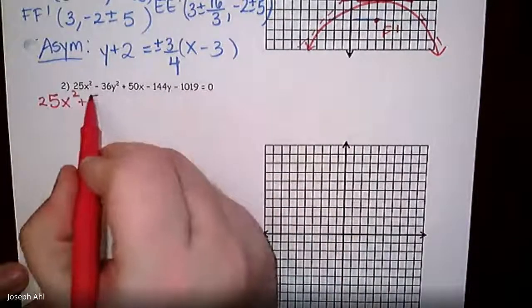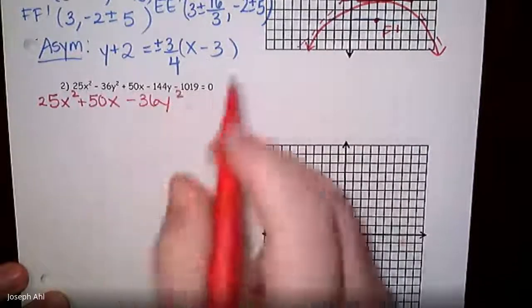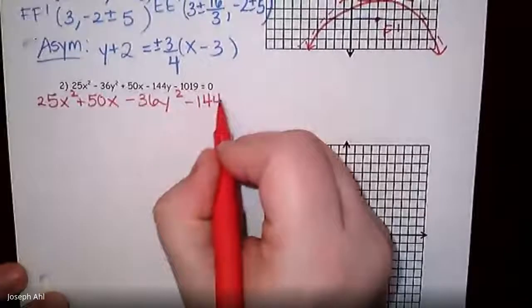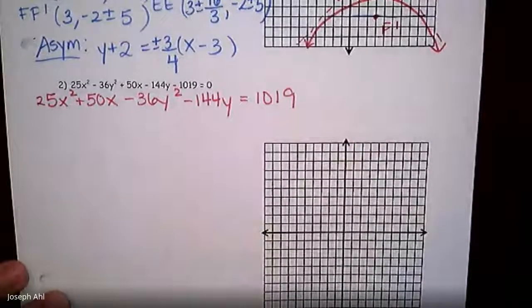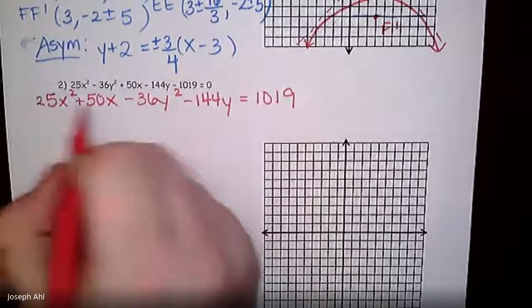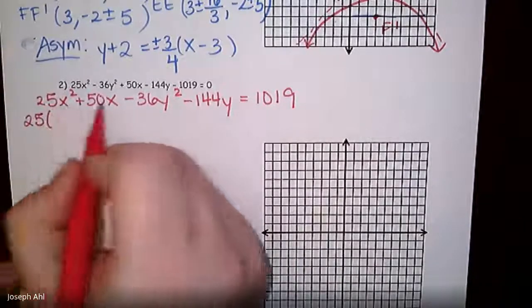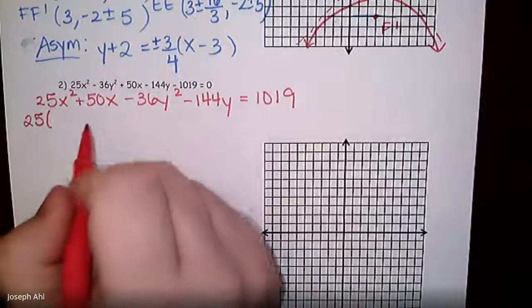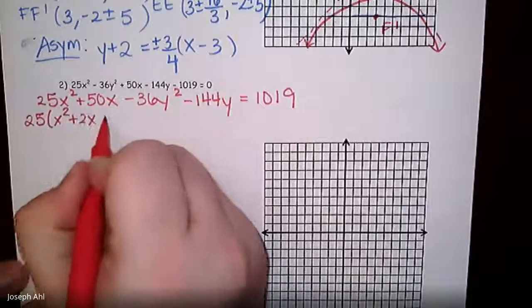I'm going to do 25x squared plus 50x minus 36y squared minus 144y. We're going to add the 1019 to the other side. So now we're kind of setting the stage to complete the square. We've seen this with ellipses. You're going to have to take out the GCF, the coefficient that's in front of x squared in this case. So that's going to leave me with x squared plus 2x plus blank.